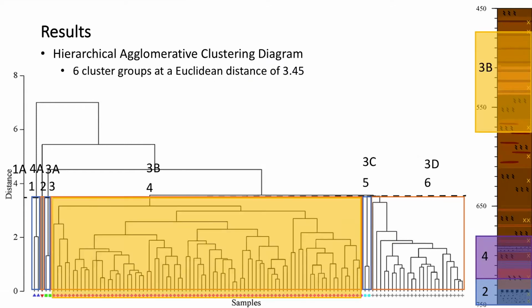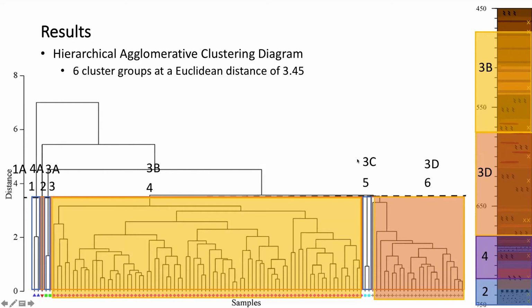Unit 3B contains samples from 575 to 476 centimeters. And Unit 3D contains samples from 690 to 576 centimeters. The other 4 groups consisted of only 1 to 2 data points, so we consider them as outliers and didn't include them as groups.